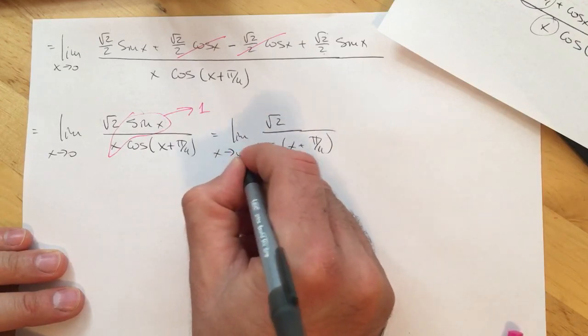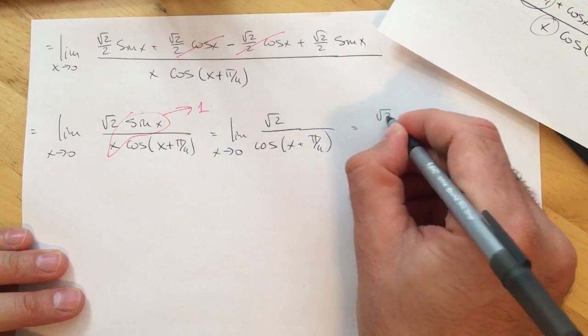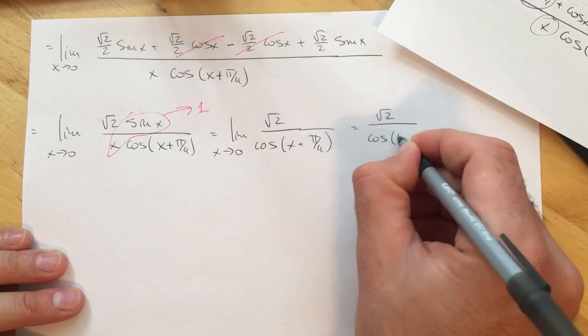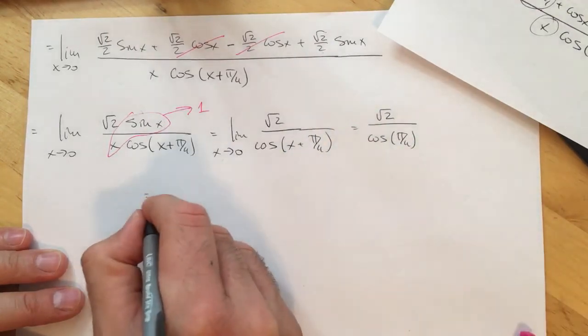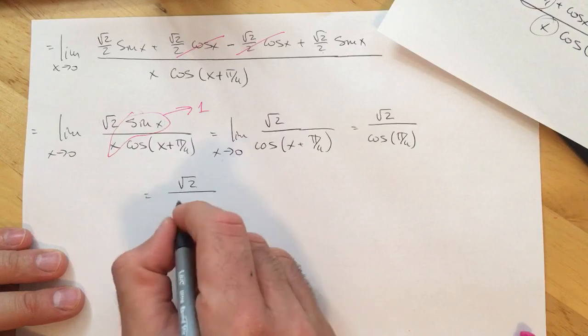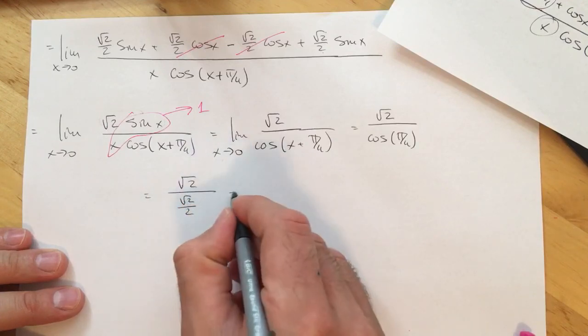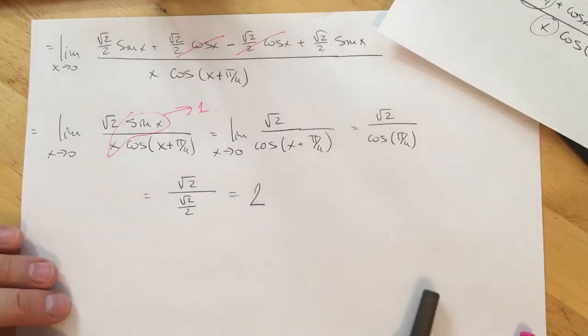Now do a direct substitution. You get square root of 2 over cosine of pi over 4. As we said, cosine of pi over 4 is square root of 2 over 2. And this is simply equal to 2.